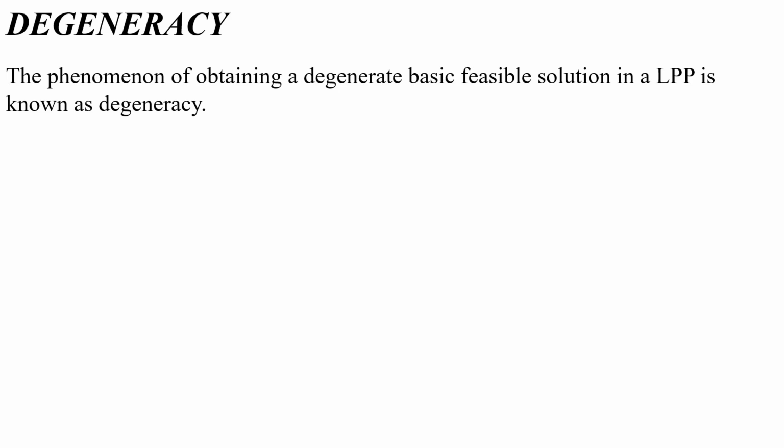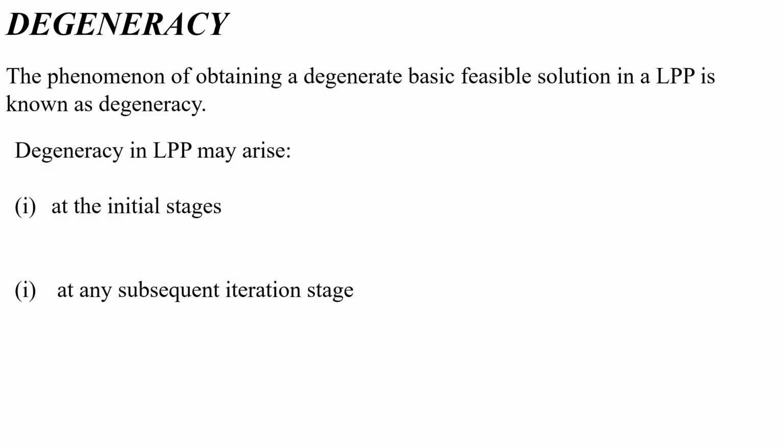In the present lecture, I will discuss the degeneracy in linear programming problems. The phenomenon of obtaining a degenerate basic feasible solution in a linear programming problem is known as degeneracy. Degeneracy in linear programming problems may arise in two stages.